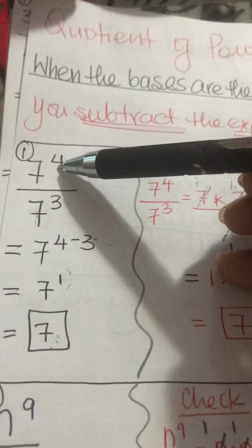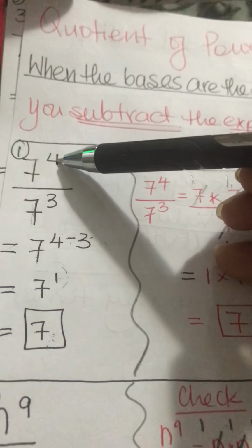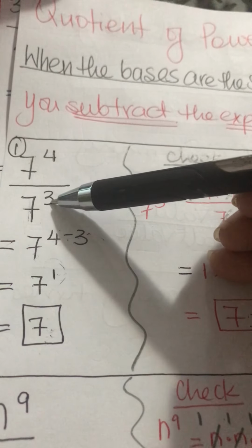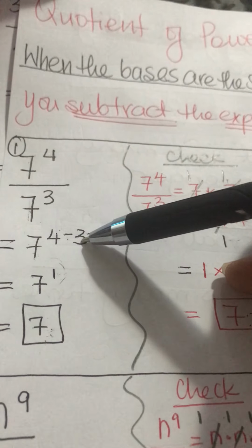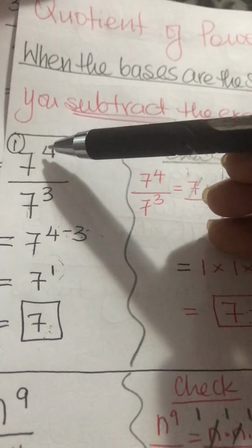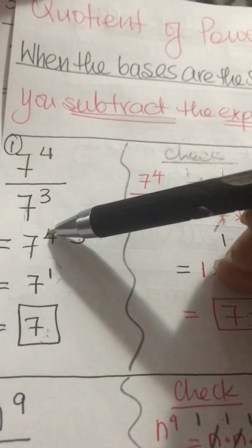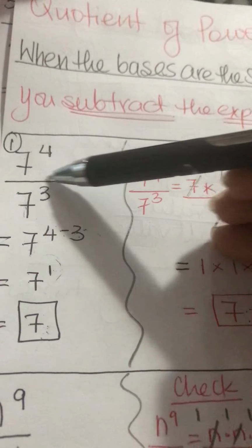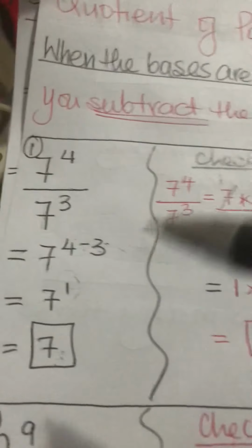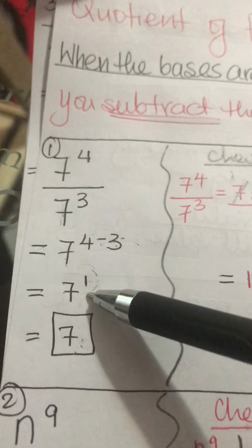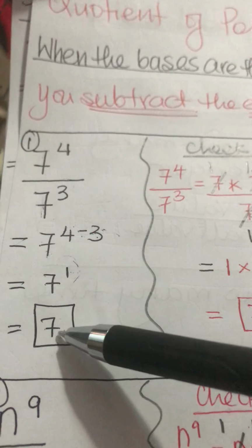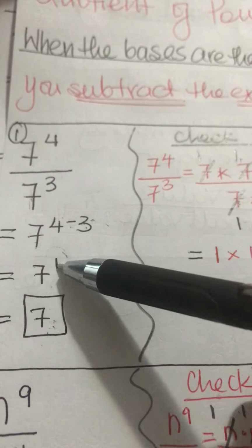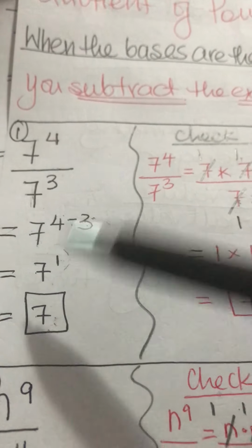And then what do you do with the exponents? You subtract. The numerator exponent, you write first. The denominator exponent, you write second. Don't confuse. The exponent on top comes first, the exponent at the bottom comes second. And because you're dividing, you subtract. 4 minus 3 is 1, so this is 7 to the first power, which is just 7. Remember I said when the exponent is 1, you don't need to write it.